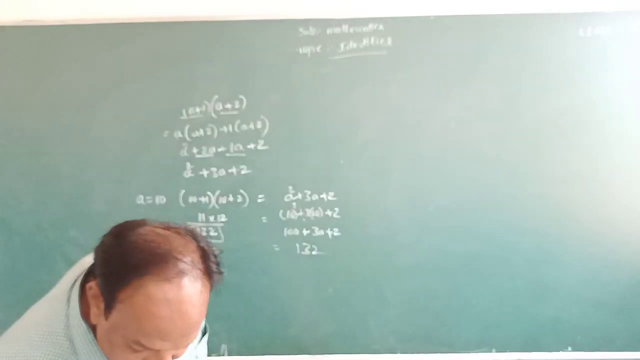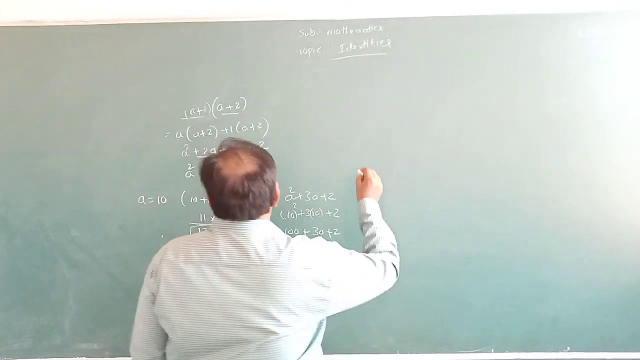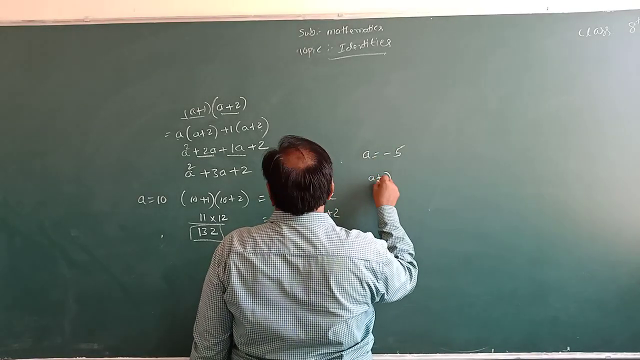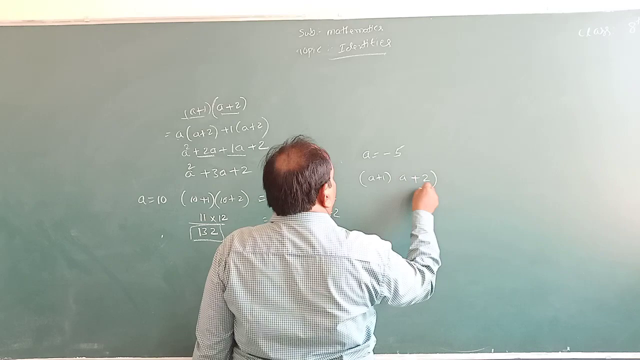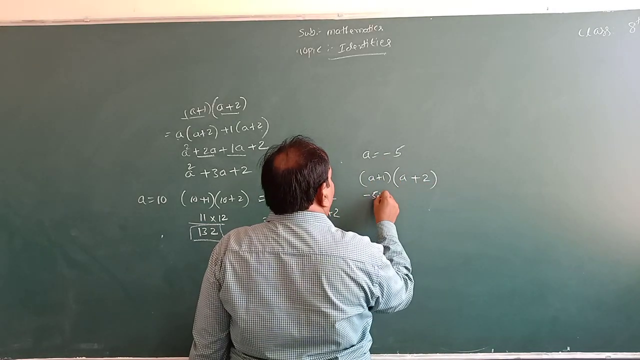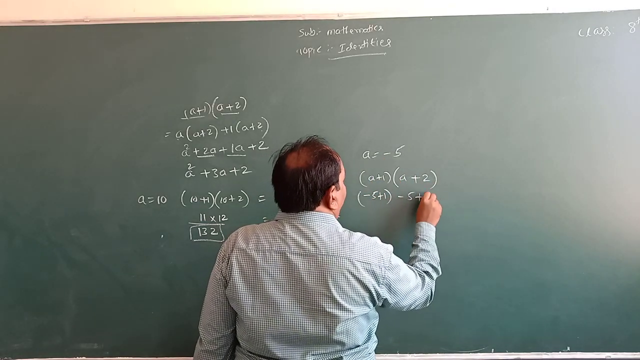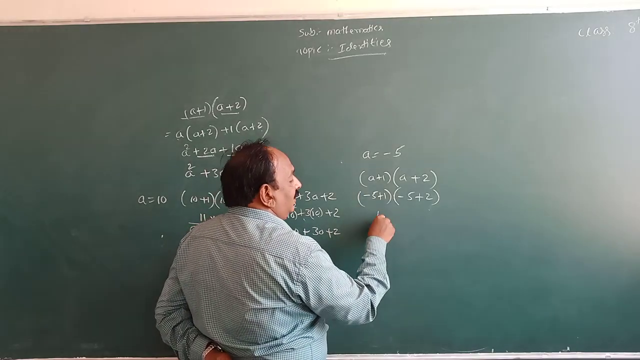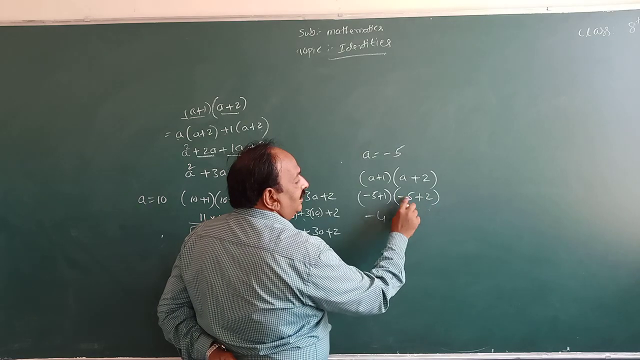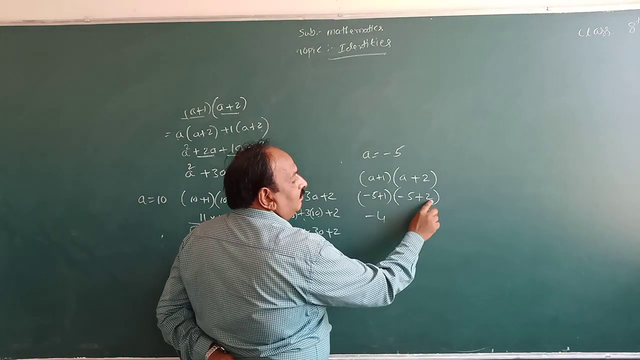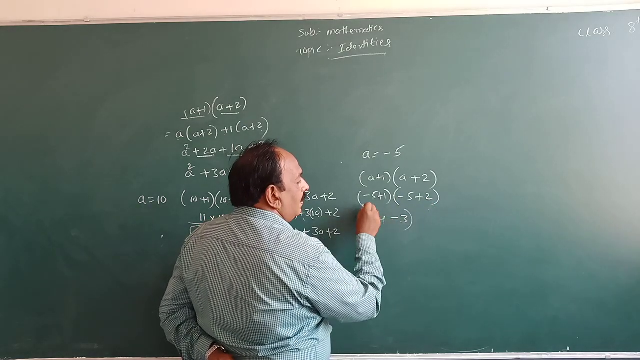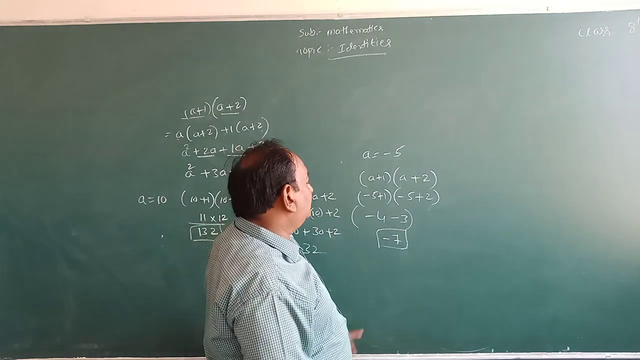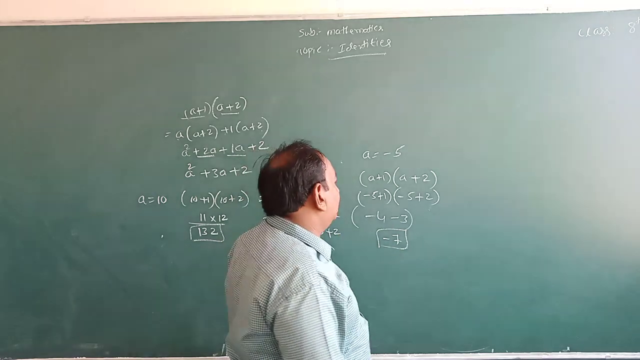Now substitute a equal to minus 5. (a + 1) into (a + 2): a is minus 5, so minus 5 plus 1, minus 5 plus 2. One is minus, another is plus, so subtract: 5 minus 1 is minus 4. 5 minus 2 is minus 3. Minus 4 times minus 3 is... When both are minus, we have to add and write the minus sign.